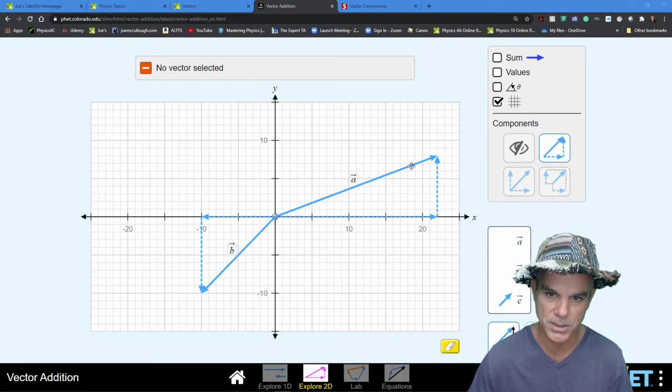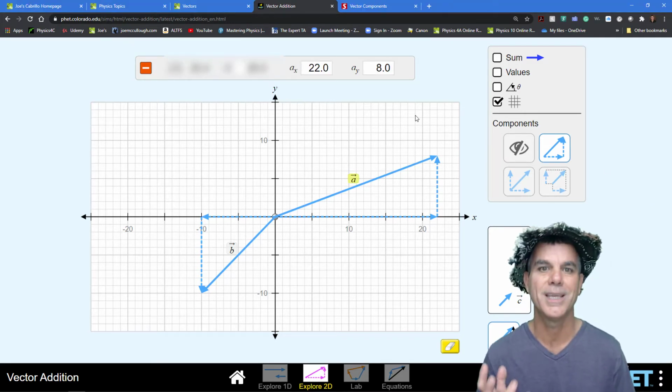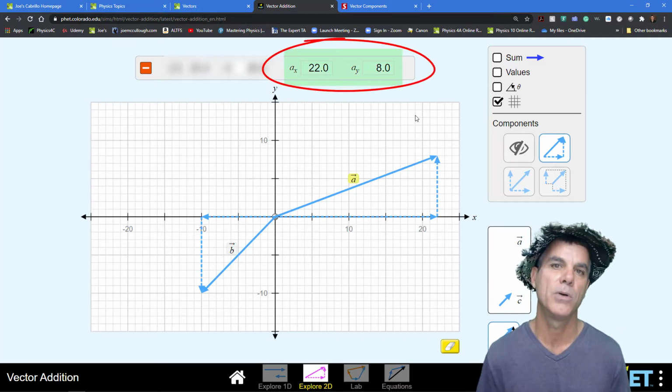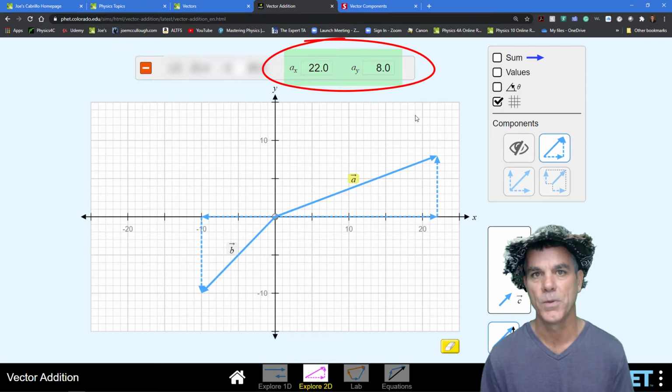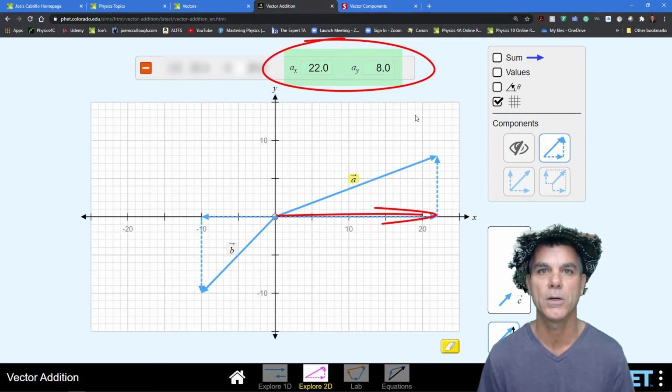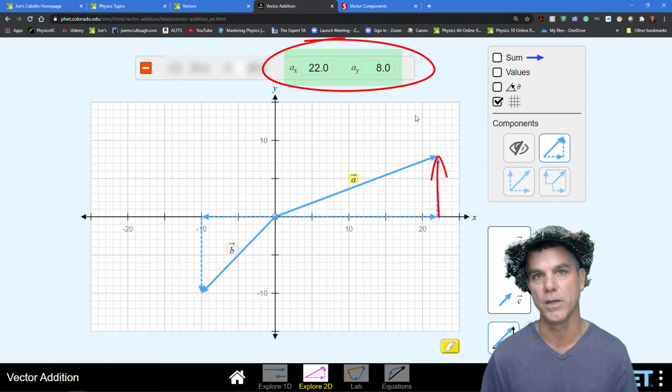So A is a position vector, and you can see the x component of A is 22 meters. The y component of A is 8 meters, which means whatever object this position vector would be referring to is 22 meters to the right of the origin, 8 meters above the origin.